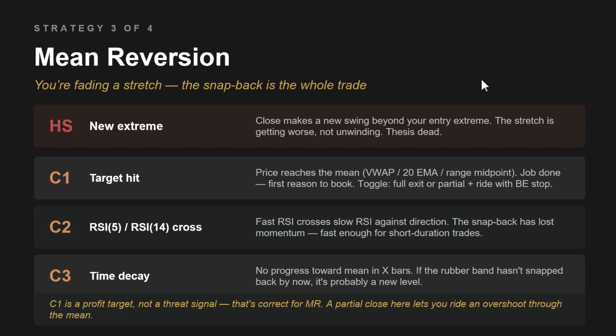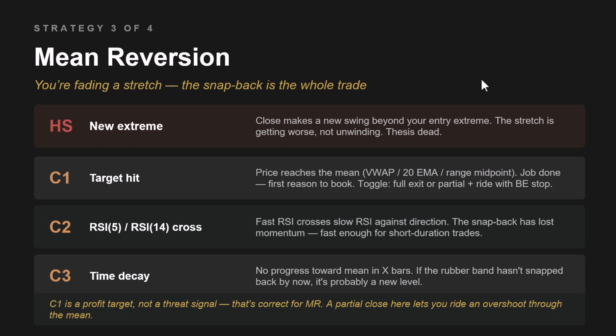So first of all, target is hit. Now, this is interesting with mean reversion as it really is the mean. So using our Bollinger Band example, where we've got, let's say, a 20 moving average in the middle and then a standard deviation either side, or two standard deviations either side, to create two lines. If we return to the middle, then theoretically that's the mean reversion goal achieved. That's the job done. So whichever way you slice it, it's the first reason to book some profit.